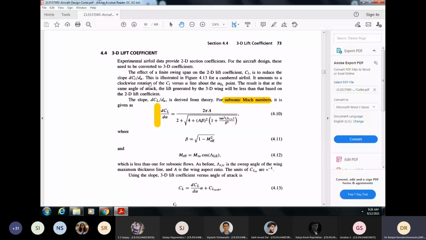Then you need a 3D lift coefficient calculation. First, you evaluate dCL by d alpha. What you need to calculate this is tan of gamma at maximum thickness, that is, the maximum thickness sweep. Then you need beta. Beta is root of 1 minus M effective squared, where M effective is M cos leading edge sweep. And A is nothing but aspect ratio. This is the formula for subsonic Mach numbers.